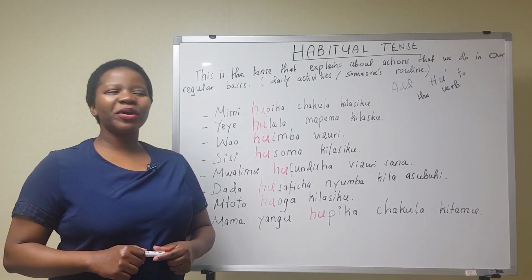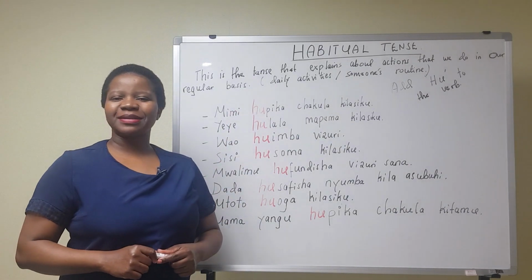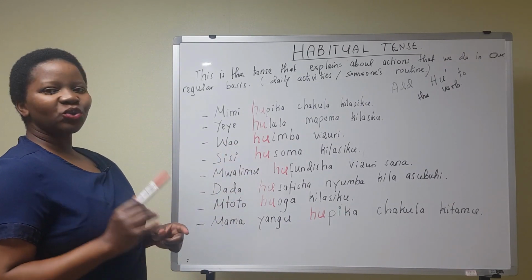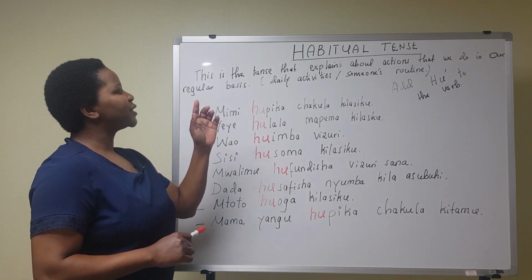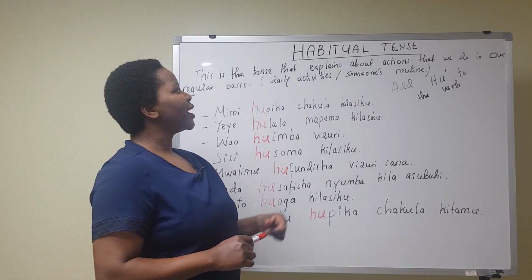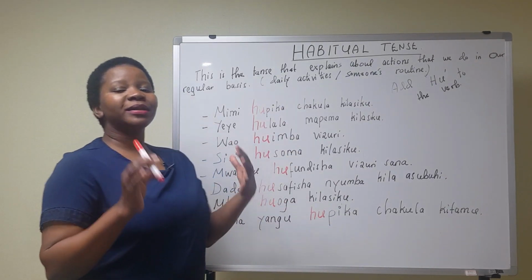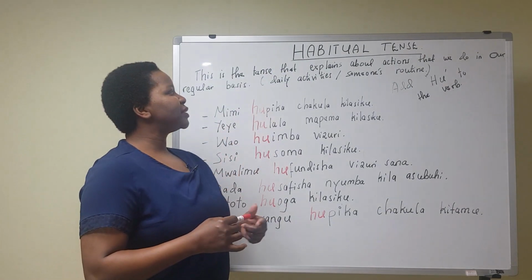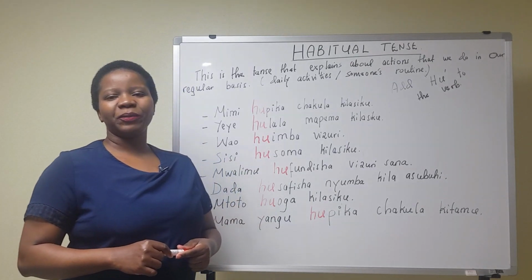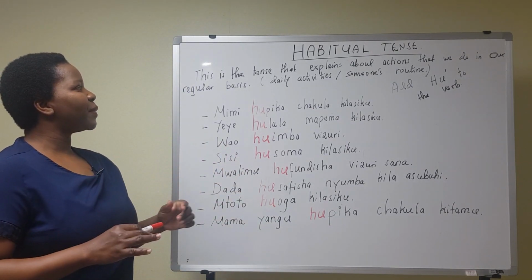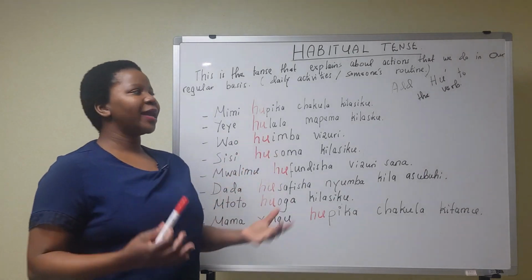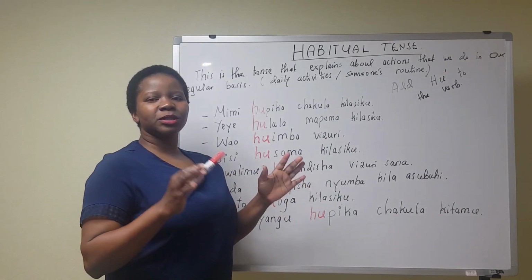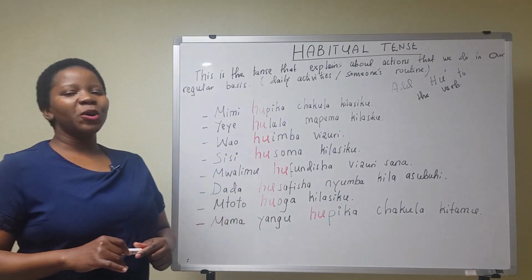So today we are going to learn about habitual tense. Yes, habitual tense. So what is habitual tense? In Swahili, this is the tense that explains actions that we do on a daily basis or in our daily activities, or it explains someone's daily routine.